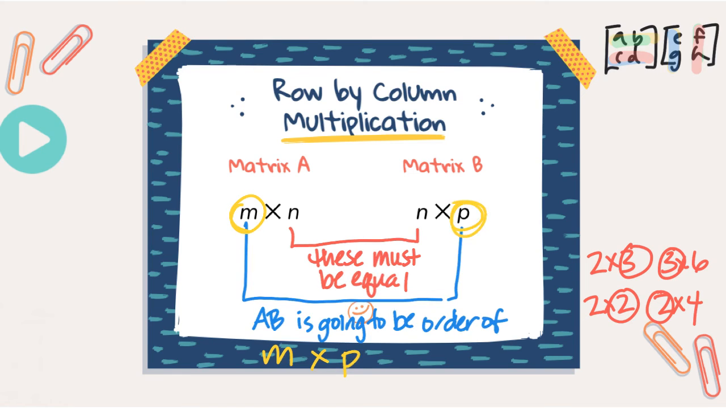M by P. So for example, if we multiplied the 2 by 3 matrix by the 3 by 6 matrix, our final matrix would be a 2 by 6 matrix. If we multiplied a 2 by 2 matrix by a 2 by 4 matrix, our final matrix would be a 2 by 4 matrix. So I hope that this diagram helped. Make sure you have this diagram in your notes, because this is something that is kind of easy to get confused.